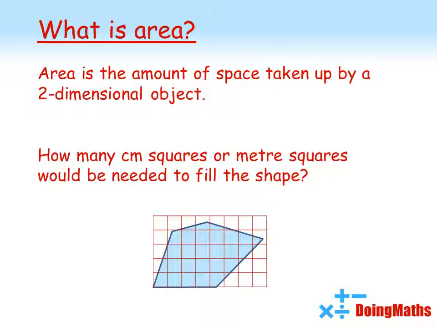For example, if you look at the pentagon here, we've got a centimetre grid on there. We can think about the area as being how many centimetre squares, or metre squares if we were looking at a larger object, that would be needed to fill the shape.